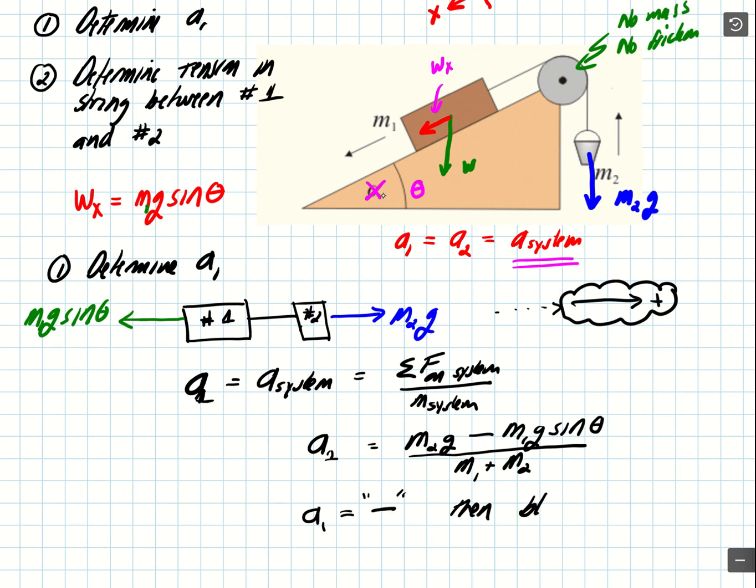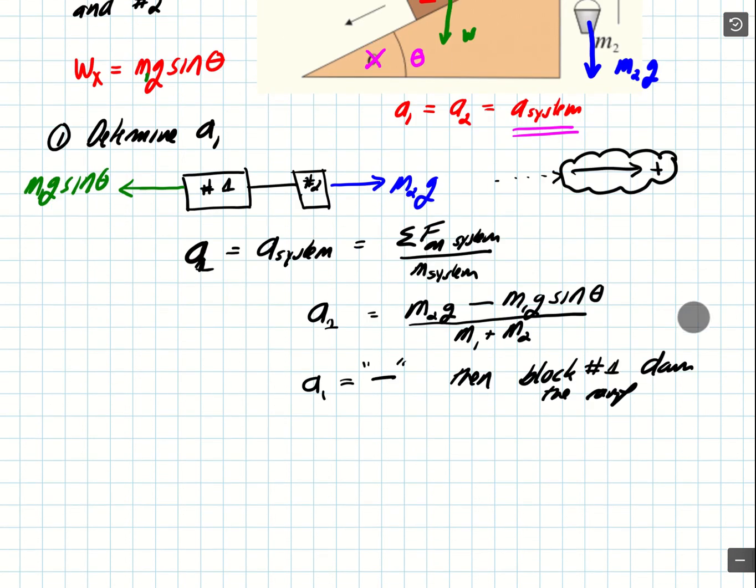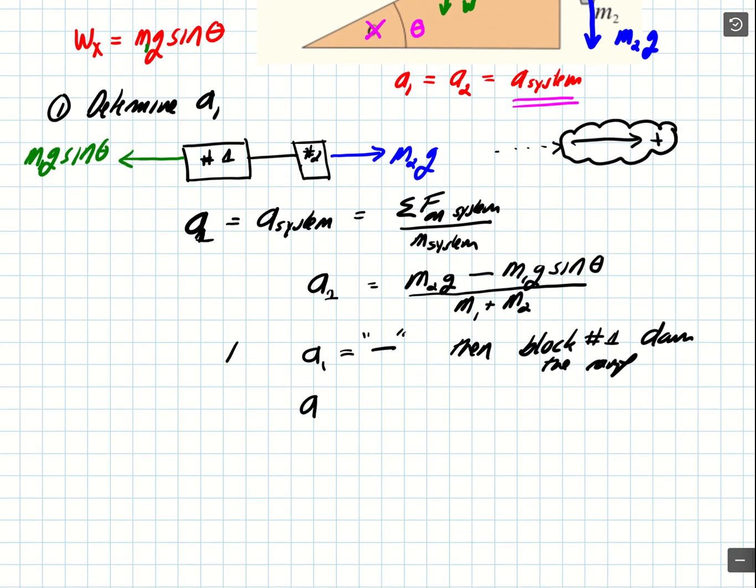So actually, I'll just say that if it turns out A1 equals negative, then block number 1 goes down the ramp. And if A1 comes out to be a positive value, then block number 1 slides up the ramp.